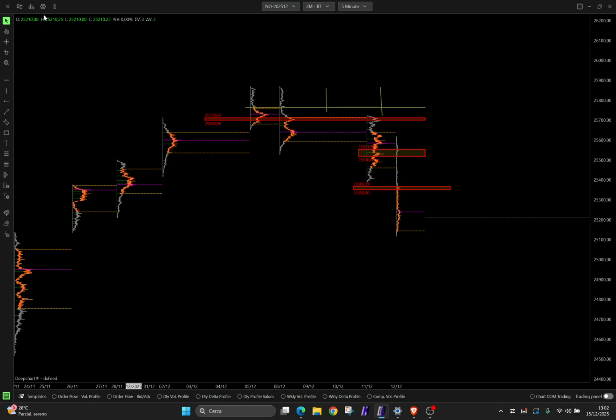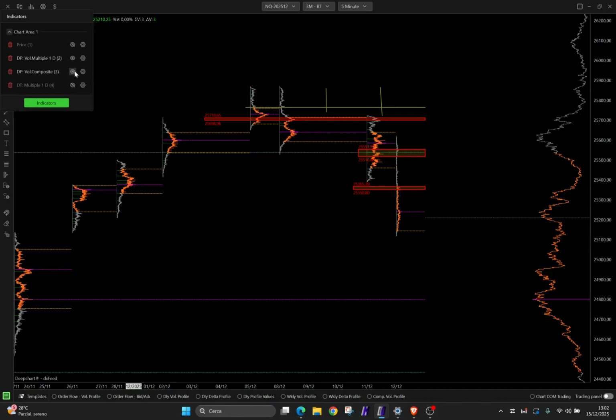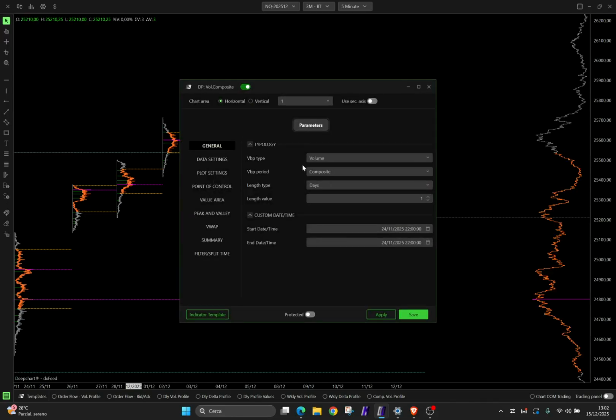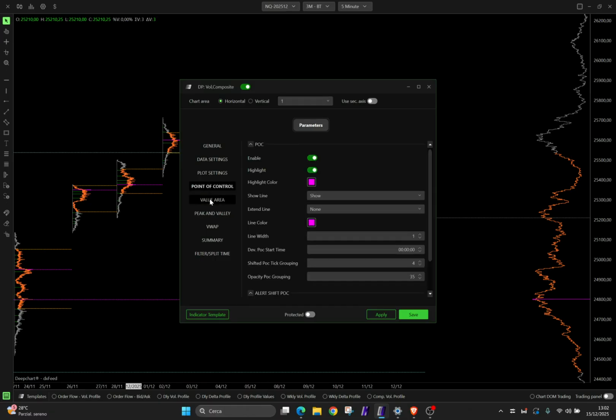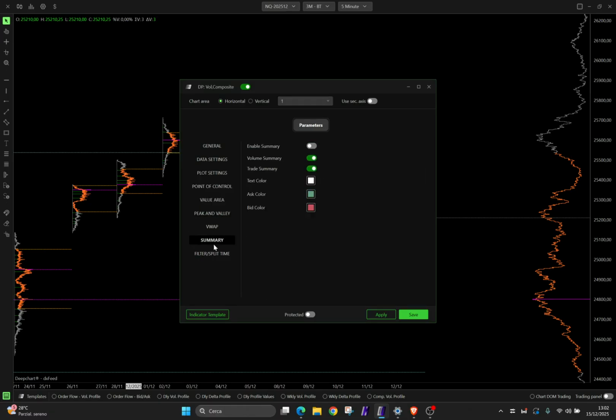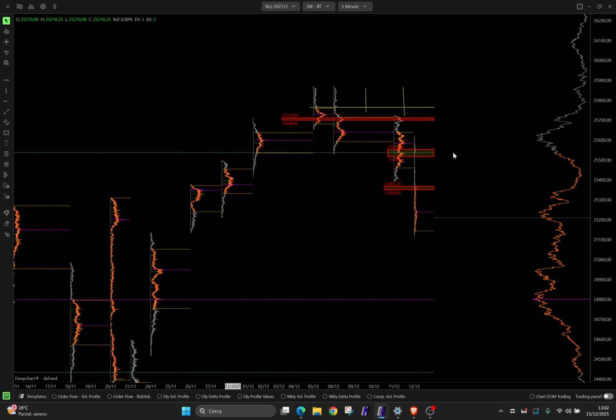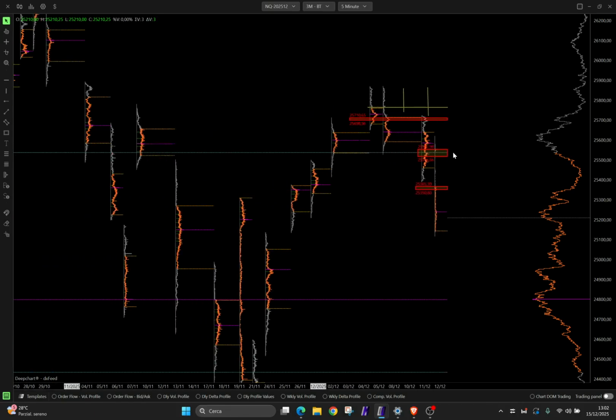All the data you have here, so if you go on the composite and you go here, it tells you how many days are included in the composite. I don't know how many grouping of days. Let me check here. I think it is 10.